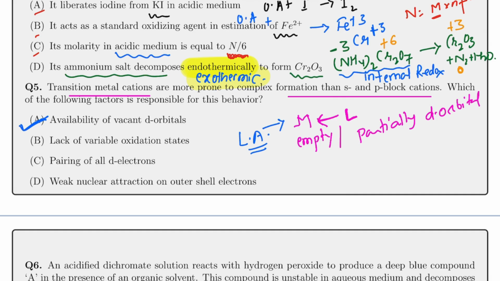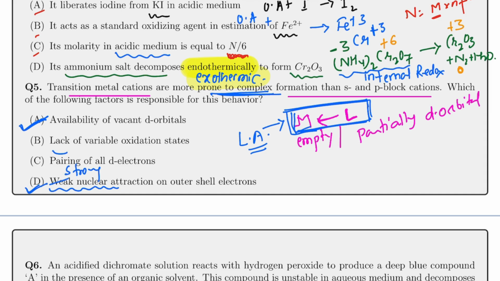I must say the interaction between the central metal atom and the ligand has to be strong, because if that interaction is not strong, there will not be strong complex formation. Which means option D, weaker nuclear attraction, will also be wrong, because instead of weaker, if it had been stronger, then it would have been correct.